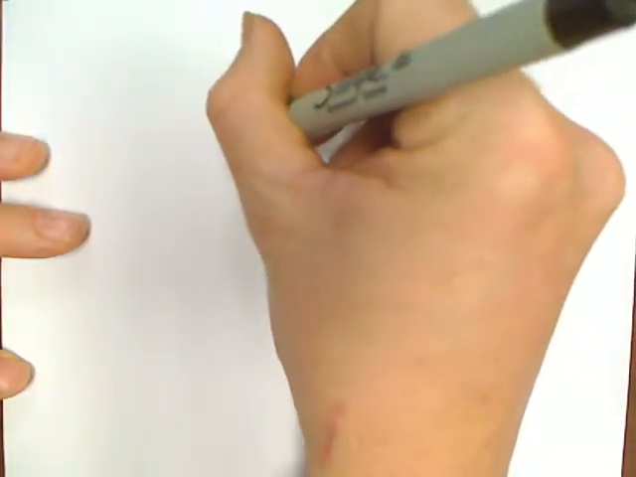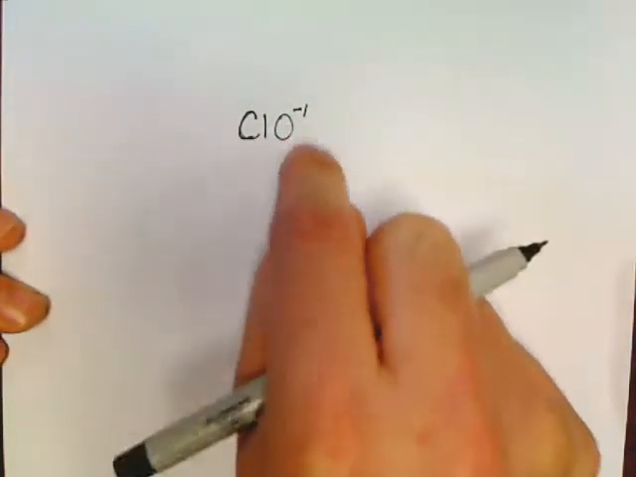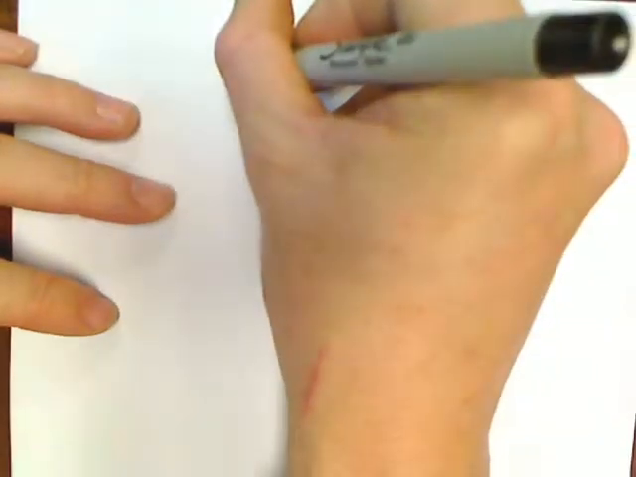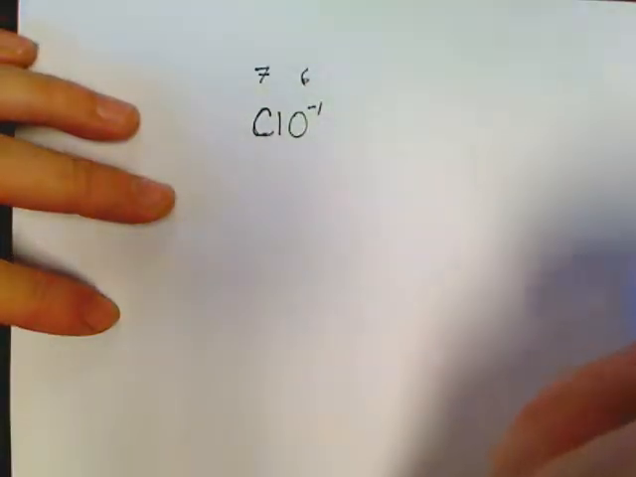ClO -1. So what's going to be the significance of this negative on this one? We've got an ion here, a polyatomic ion here, hypochlorite. So what's the significance of this? Well, to begin with, let's not freak out. Chlorine, get your periodic table out. Chlorine's got 7. Oxygen's got 6 valence electrons.